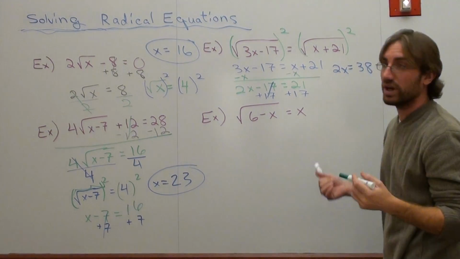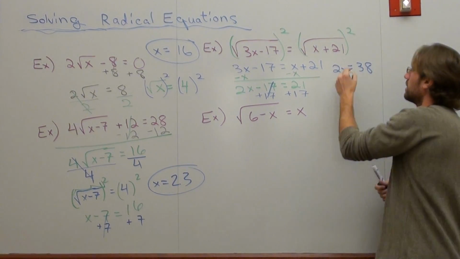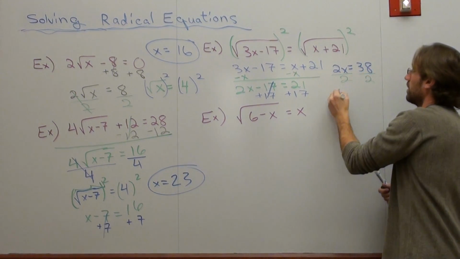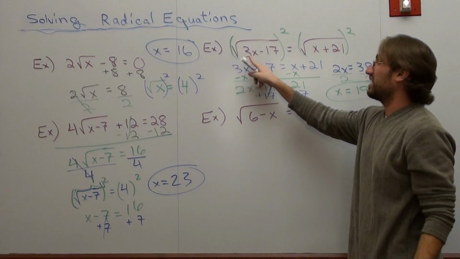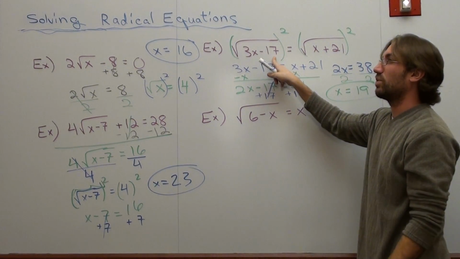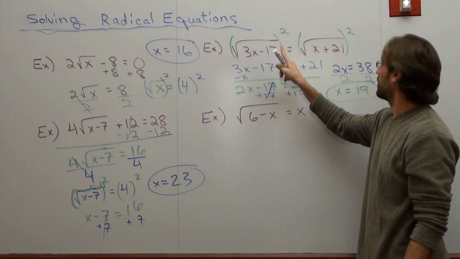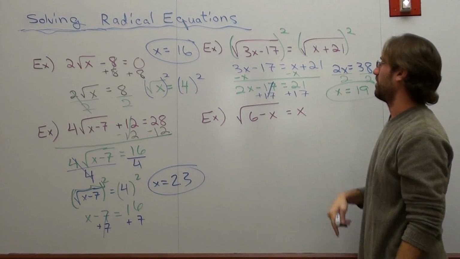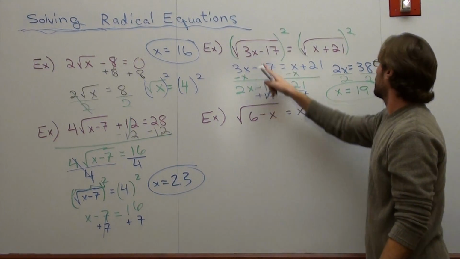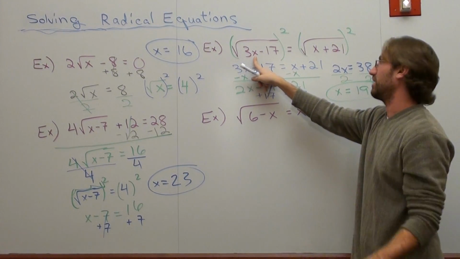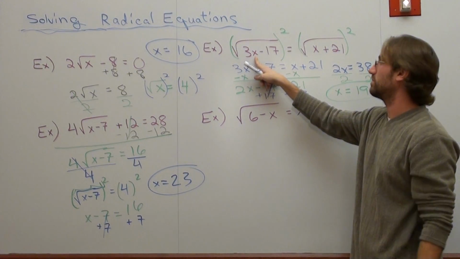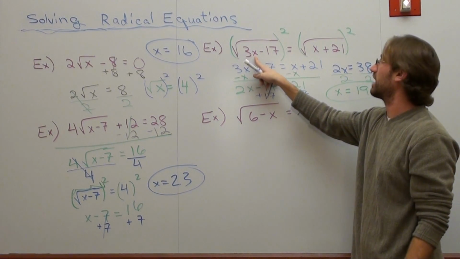Divide by 2 because you have 2x equals 38, which is 19. Three times 19 is 58. 58 subtract 17 is 48. Square root of 41. Okay, wait a minute. 3 times 19 is 57. My mistake. I got a little antsy on my multiplication there.